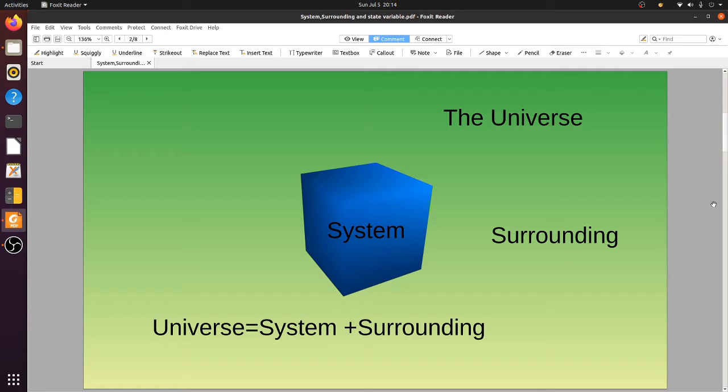Now let us define further what are the kinds of systems that we can have. Chiefly in thermodynamics we come across three kinds of system. One kind of system is a closed system. The other system is the open system. And the third system is the isolated system. Well, what are these three kinds of systems now? Closed system, open system, and isolated system.